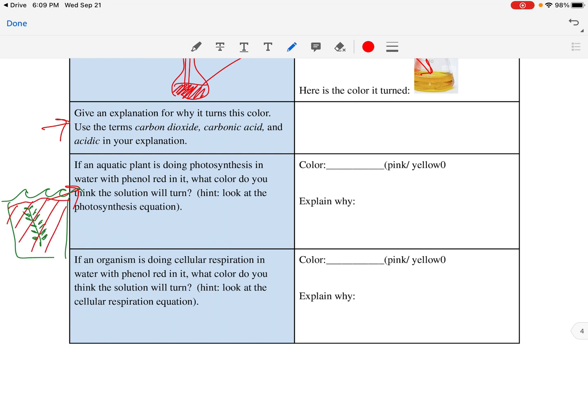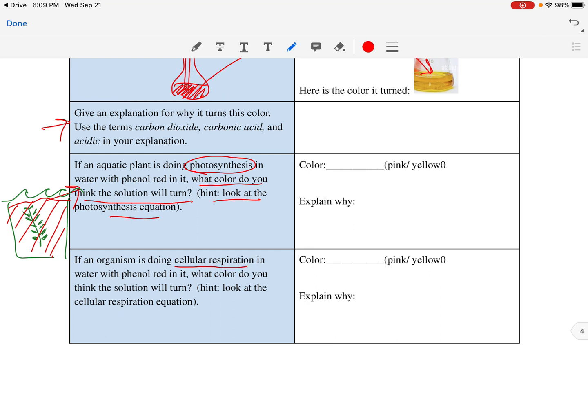Okay, so we add some phenol red solution, and then we put it out in the sun and let it do some photosynthesis. You're making a prediction here. What color do you think the solution will turn? And the hint is to look at the photosynthesis equation from earlier in this lab. What are the products of photosynthesis? And how is that going to affect the color of this phenol red solution?